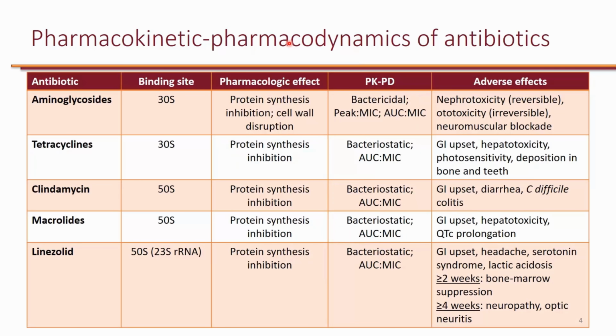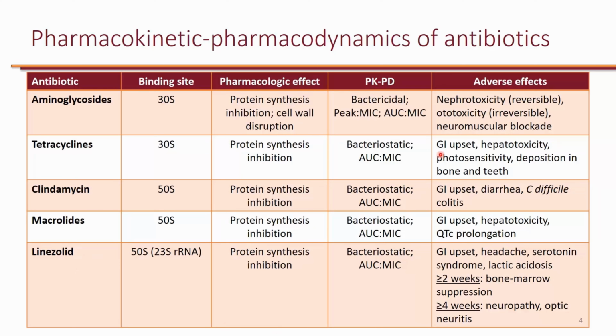I have summarized some of the key pharmacokinetic and pharmacodynamic properties of these antibiotics in this table that you should review. Pay close attention to the adverse effects of these antibiotics. Aminoglycosides, for example, can cause nephrotoxicity, which is typically reversible. They can also cause ototoxicity, which is usually irreversible. And they can also rarely cause neuromuscular blockade. Keep in mind that aminoglycosides are not orally available, whereas the rest of these antibiotics listed in this table are orally available.